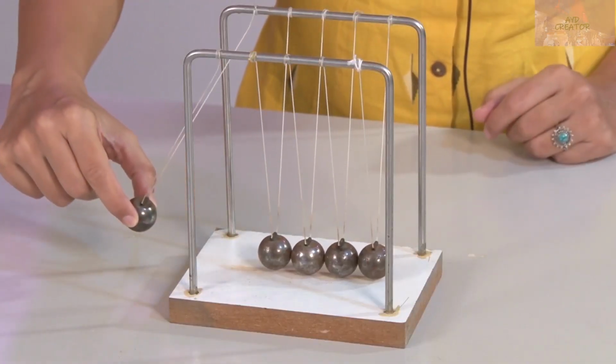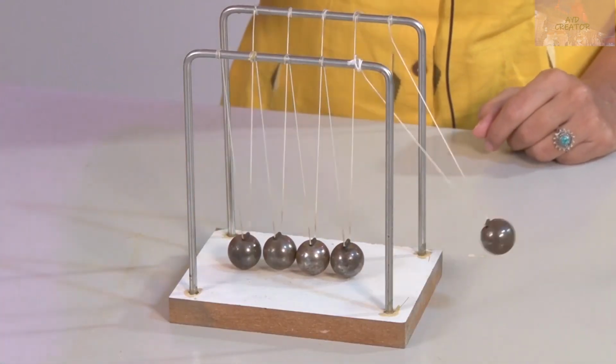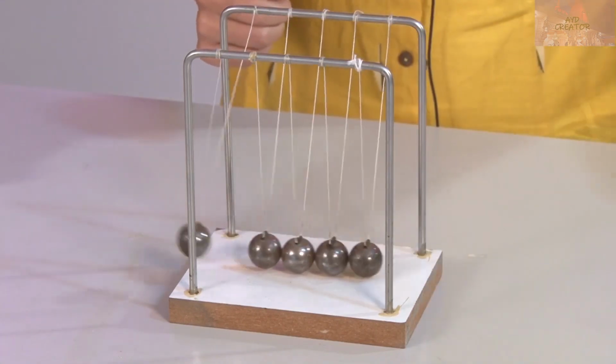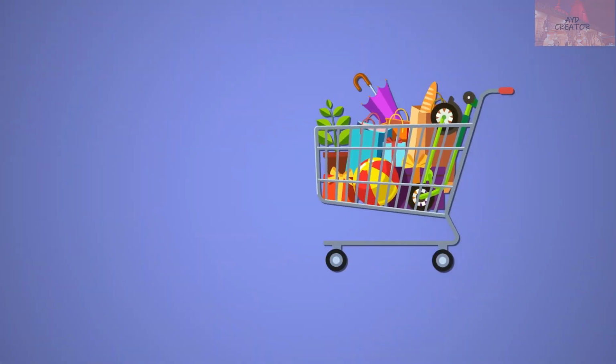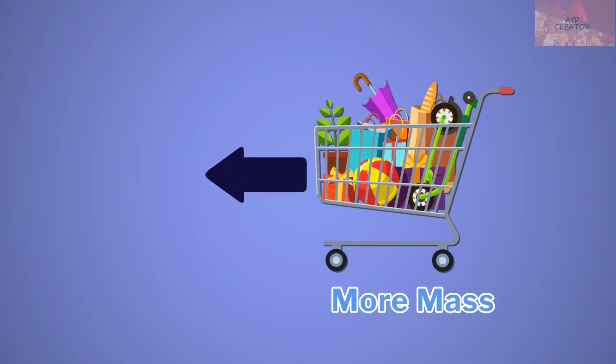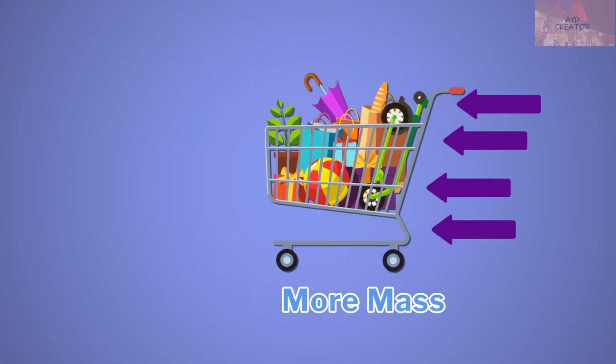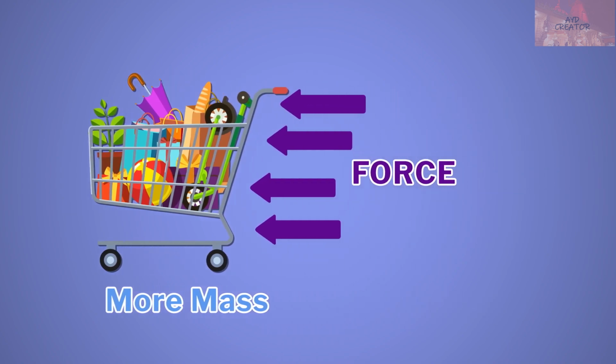In the Newton's cradle, the force we are applying on the marble is dependent on the mass of the marble and how much acceleration we want to acquire. Thus, we get an answer to our question. A full shopping cart has more mass. So, in order to accelerate it for moving, we have to push it with more force.